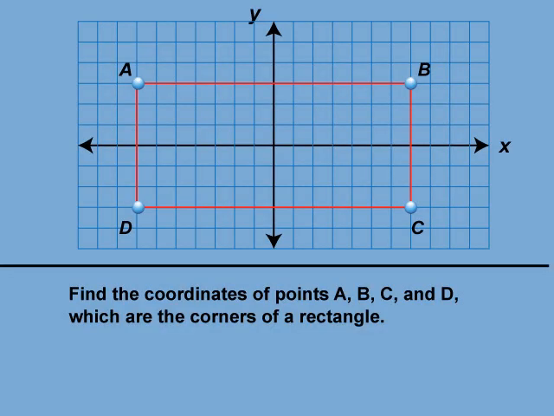Find the coordinates of points A, B, C, and D, which are the corners of a rectangle. Notice that this rectangle is centered at the origin. What this means is that the y-axis splits the rectangle into equal sections. The same thing happens with the x-axis. It splits the rectangle into 2 equal sections this way. This means that the rectangle is symmetric about the x-axis and the y-axis.